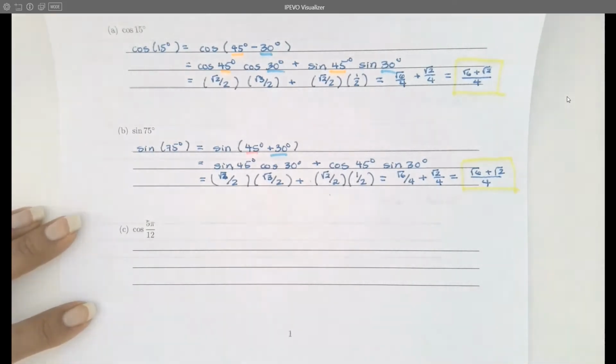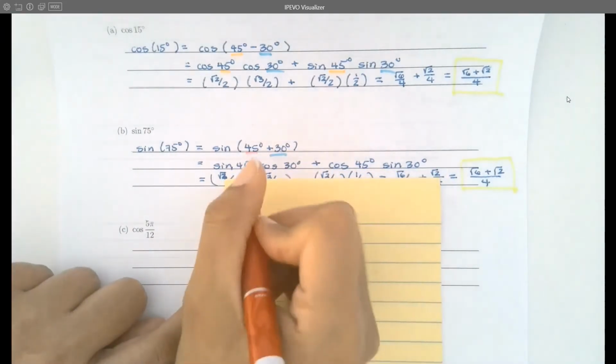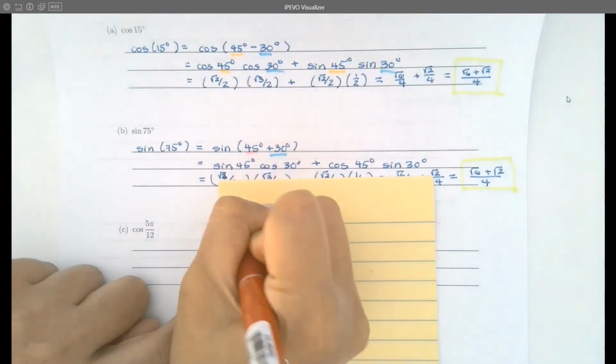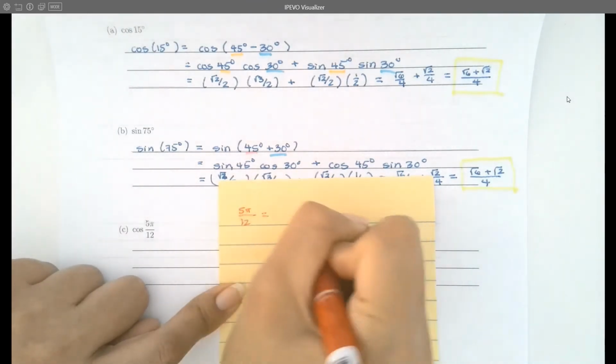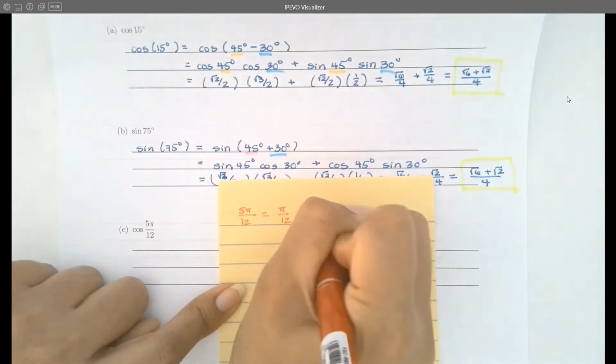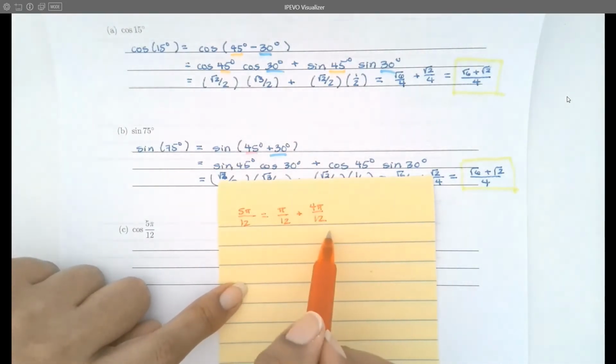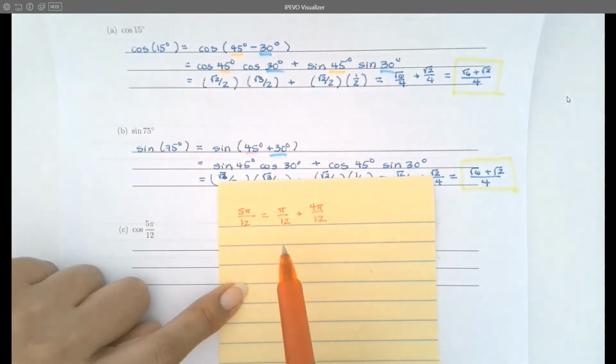The other option is to find what two angles in radians add up to 5 pi over 12, or have a difference of 5 pi over 12. I like to do it as a sum to 5 pi over 12, because what I do, and this is more of a trial and error approach, is I break up the 5 pi over 12 into the sum of maybe pi over 12 plus 4 pi over 12, right? And then I check if these two reduce to any angle that is on the unit circle.